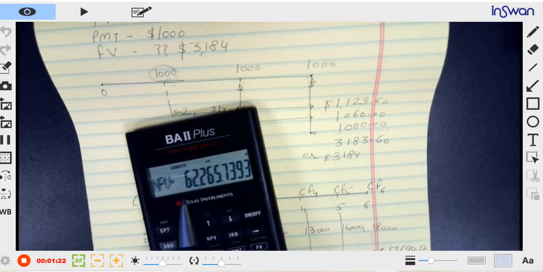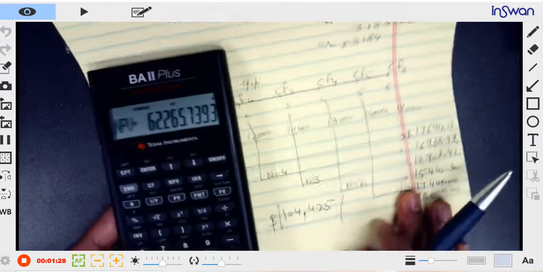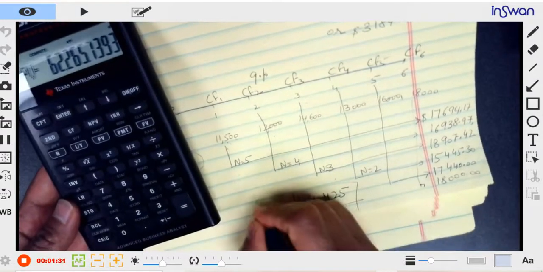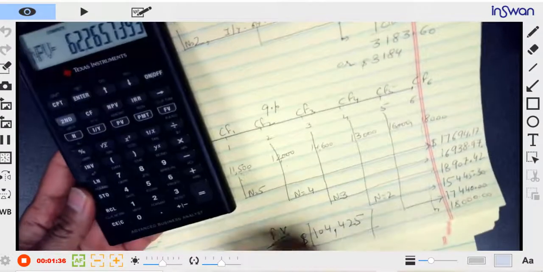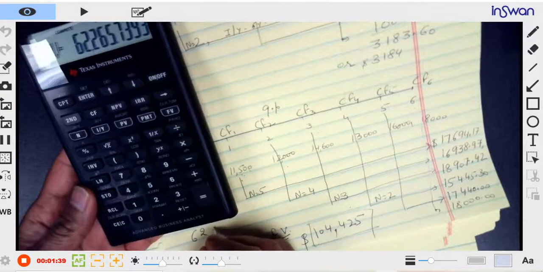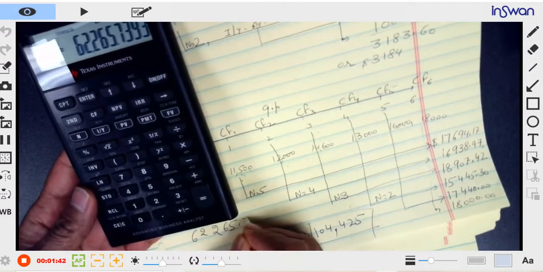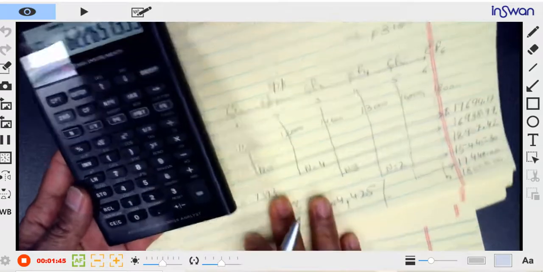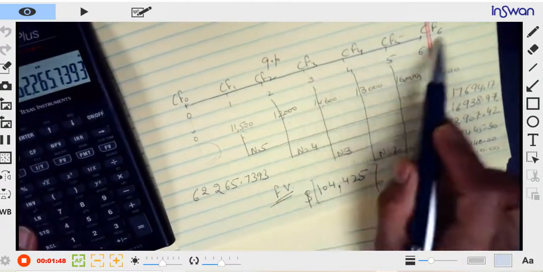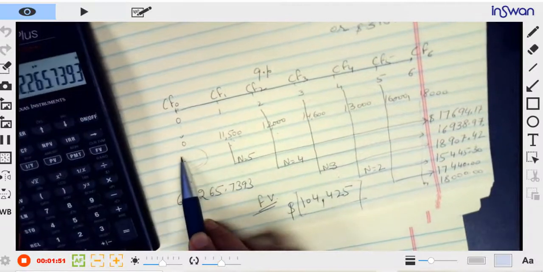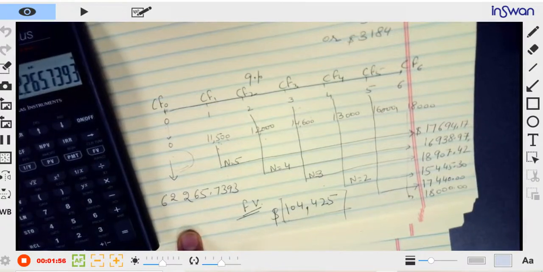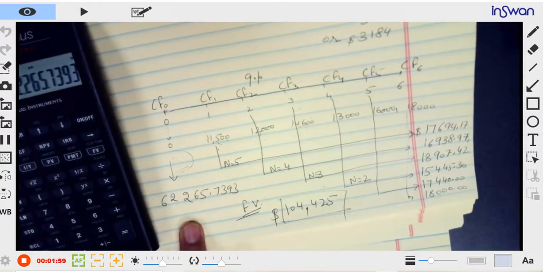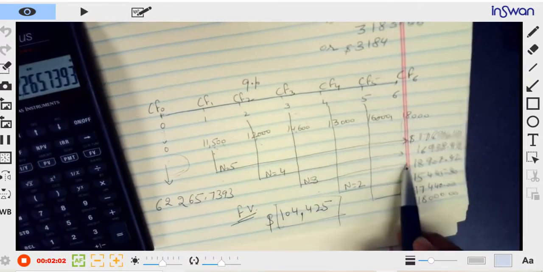So it gives us a value of 62,265.7393. Remember, what the financial calculator has given us is the present value, not the future value. So this is basically the value of all these cash flows at this point right here. But we are not interested in calculating the present value. We are interested in getting the future value, which has to be the value there.